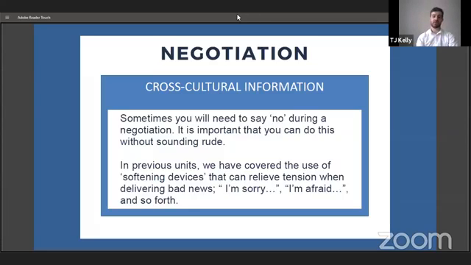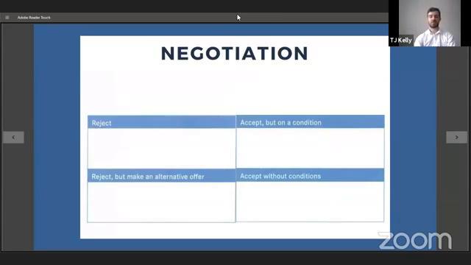We'll say things like, I'm sorry, that isn't possible, or I'm afraid that we can't agree to that, and so forth. So we'll look through a few further sentences that you might hear during a negotiation, and the object of this exercise is to decide which of the four boxes it falls under, whether it's a rejection of an offer, we accept the offer but on a condition, we reject the offer but make an alternative, or we accept without any further changes.